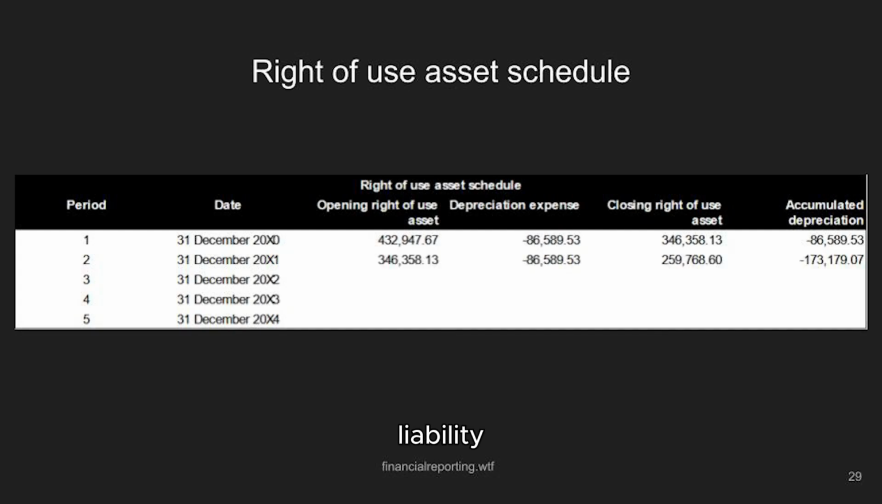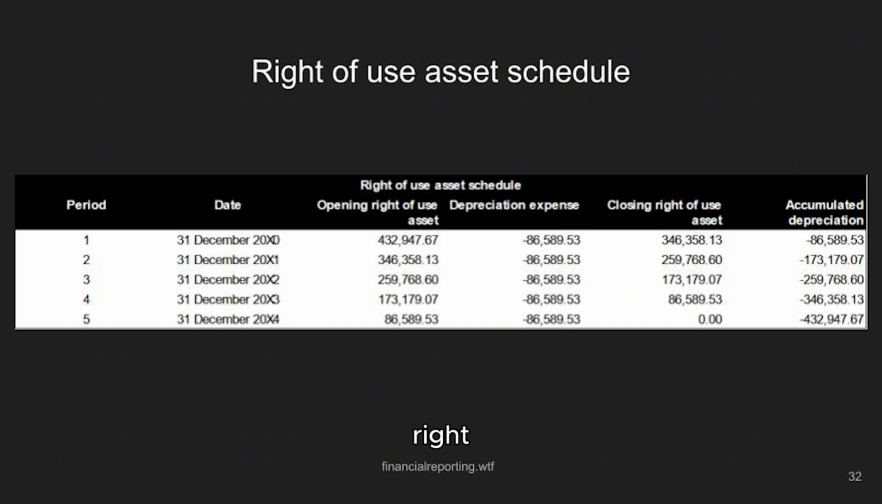Just like our lease liability schedule, the prior period closing balance becomes the opening balance. We can then do the same each year until the end of the lease term. If we've done it correctly, the closing right-of-use asset balance in the final year of the lease term will be 0. Now, with our schedules completed, we can consider our journal entries to be posted each period.